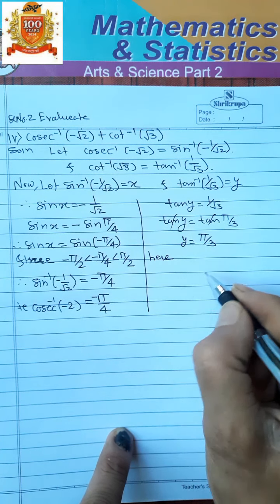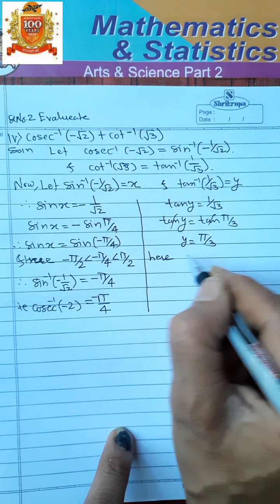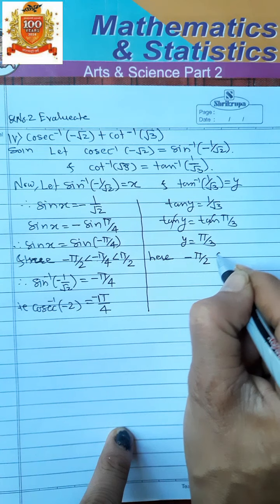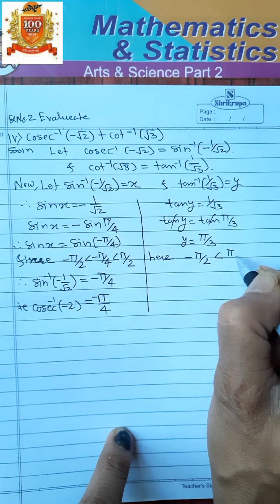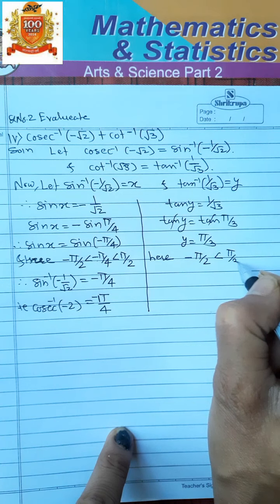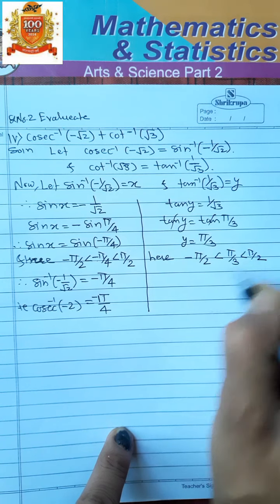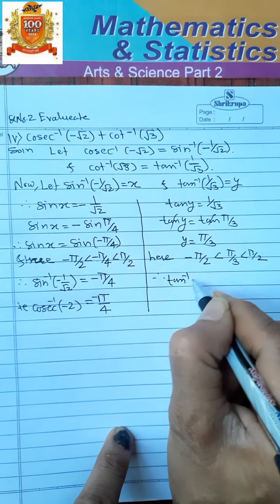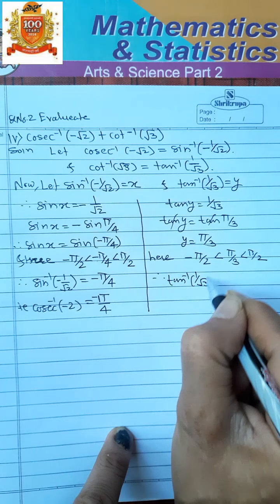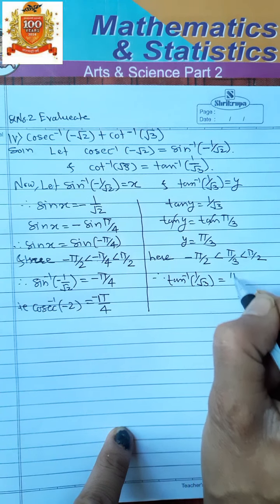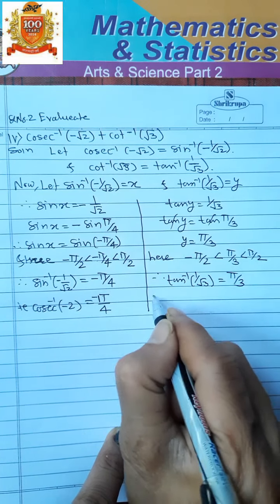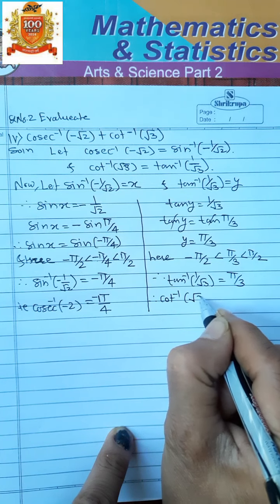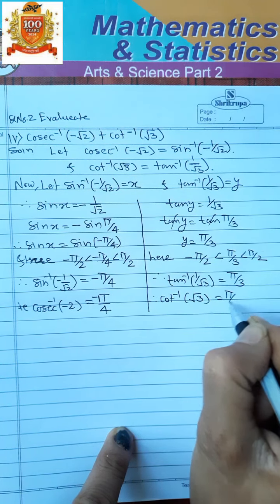Here, minus pi by 2 is less than pi by 3 is less than pi by 2. Therefore, tan inverse of 1 upon root 3 is equal to pi by 3. Therefore, cot inverse of simply root 3 is equal to pi by 3.